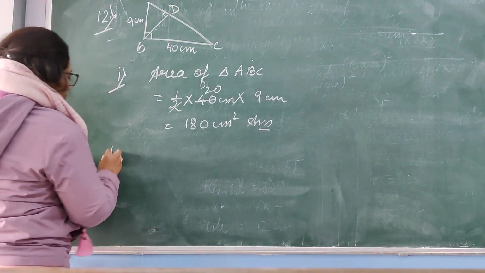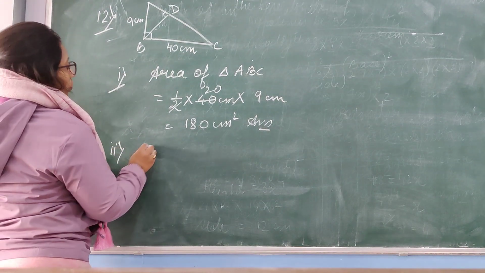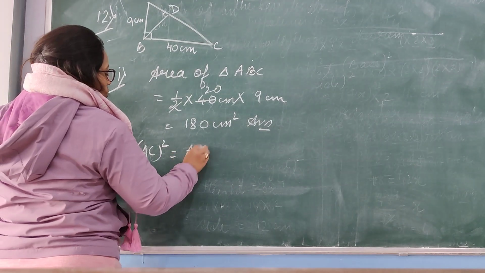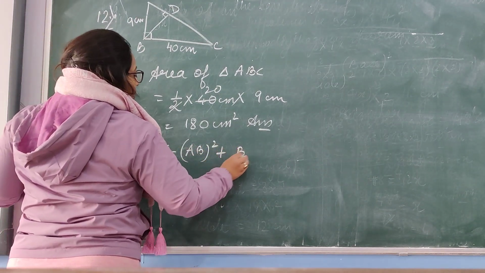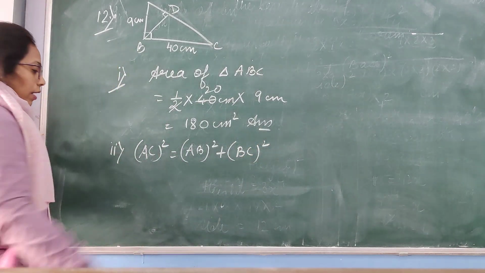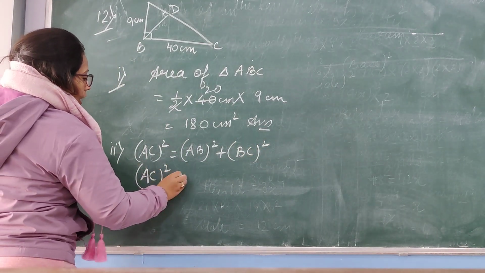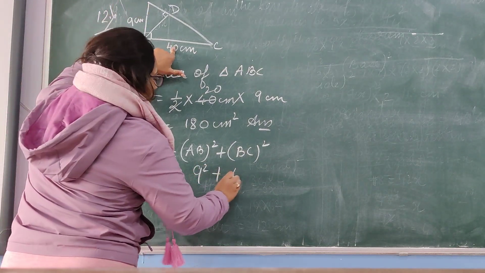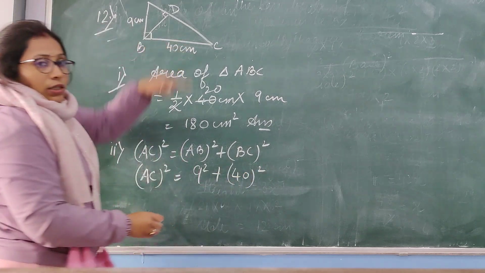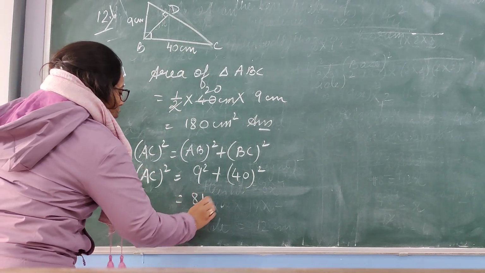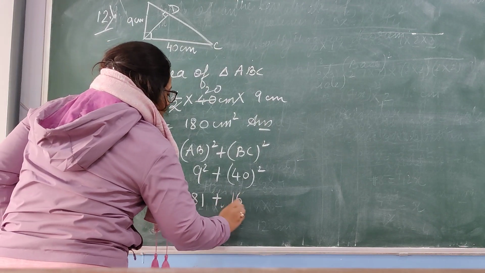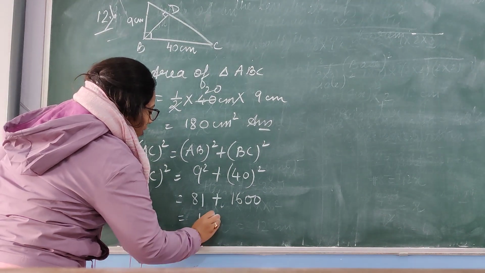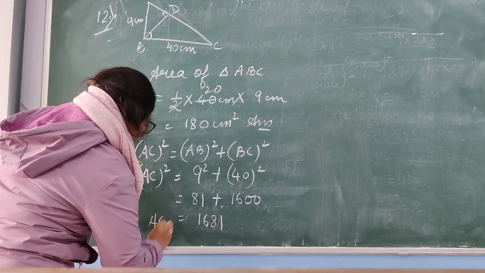So we know that since AC is the hypotenuse, we can write AC square is equals to AB square plus BC square, isn't it? And we have to calculate the value of AC square, and the value of AB square is 9 square, BC square is 40 square, isn't it? Square of 9 is 81 and square of 40 is 1600. Okay? So now let's add this up. We'll get 1681. This is AC square.